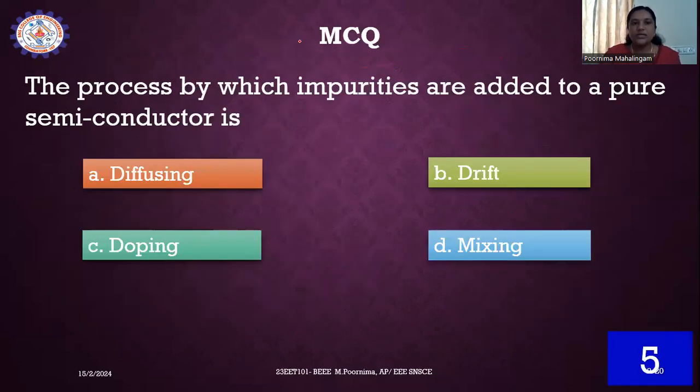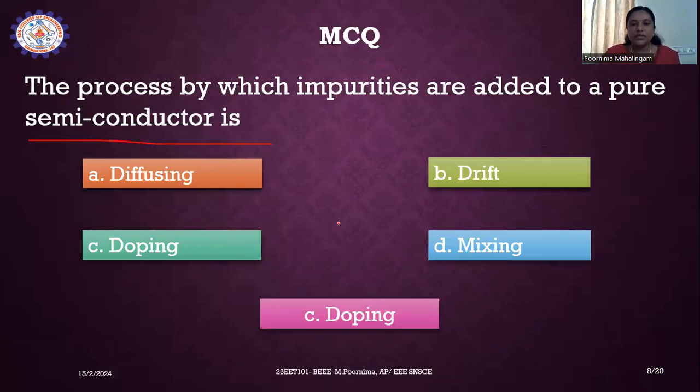Okay. Here, a small activity. We have a multiple choice question. The process by which the impurities are added is known as, you have 5 seconds. The answer is doping. The process by which the impurities are added to the pure form of semiconductors is called doping.